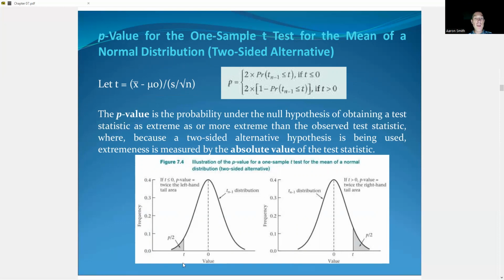When I get my t test statistic, that's that fraction we looked at earlier, I slap it down, I look at the shaded region to the left, or if it's over here, I take it to the right. And then for my p-value, I double it to take into account the possibility of being extremely left or extremely right.